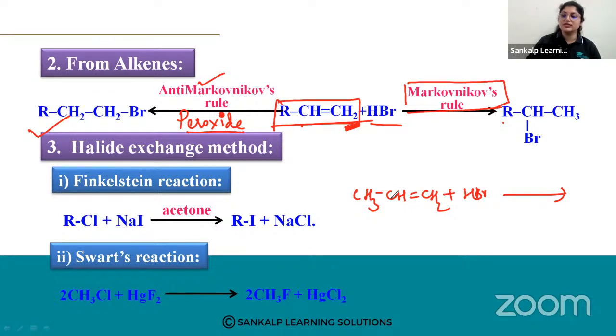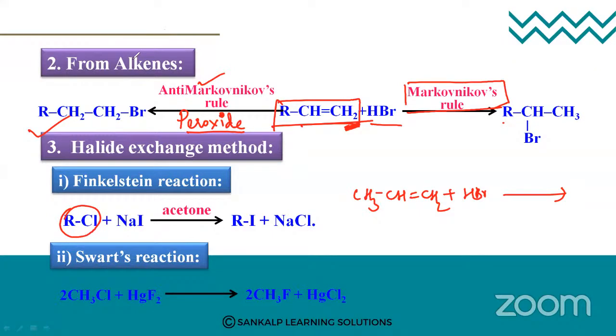Understood? So this is the second preparation which we have seen. Next is the halide exchange method. What does halide exchange method mean? Here the starting product is chloroalkanes or bromoalkanes. When you react chloroalkanes or bromoalkanes with sodium iodide in the presence of dry acetone, what will you yield?